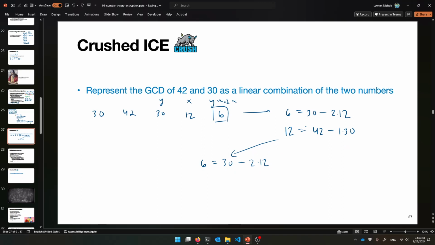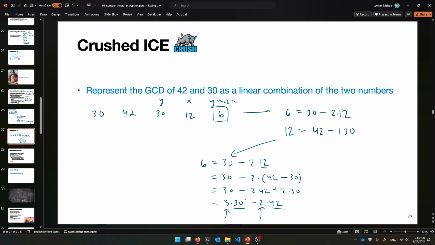So that's equal to that, which is equal to, replacing this 12 here, 30 minus 2 times, well, what is 12 but 42 minus 30. See that? And so let's simplify this. This is equal to 30 minus 2 times 42 plus 2 times 30. So how many 30s? We got 3 30s. And then how many 42s? We got negative 2 42s. So this is my original two numbers. And those are my coefficients.